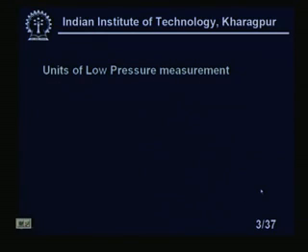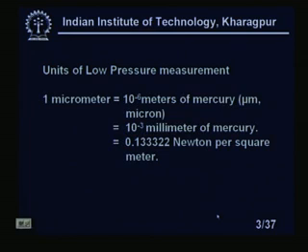Now, before going to the details of the pressure measurement, let us look at the units of low pressure measurements. The different units are: 1 micrometer equals 10 to the minus 6 meters of mercury, or sometimes we call it micro mm or micron, which is 10 to the minus 3 millimeter of mercury. In SI units, that means 10 to the minus 6 into the density of the liquid multiplied by the acceleration due to gravity, which gives you the pressure. So, 1 micrometer is equal to 10 to the minus 3 millimeter of mercury, equal to 0.133322 Newton per square meter, right.